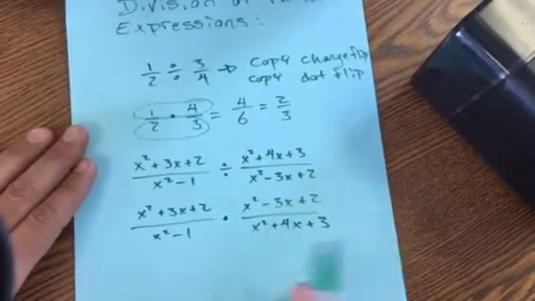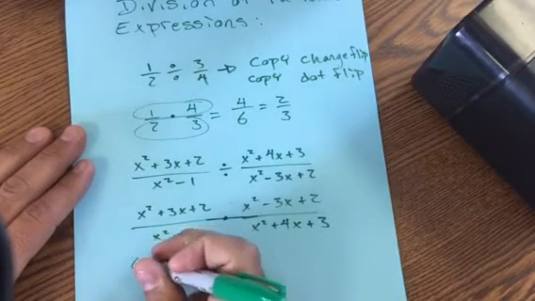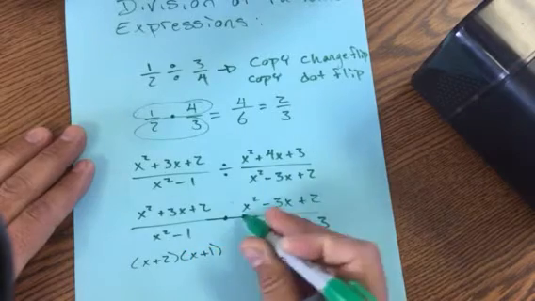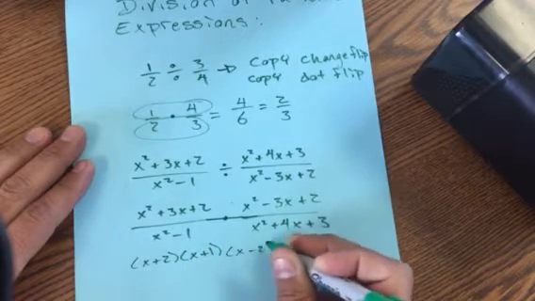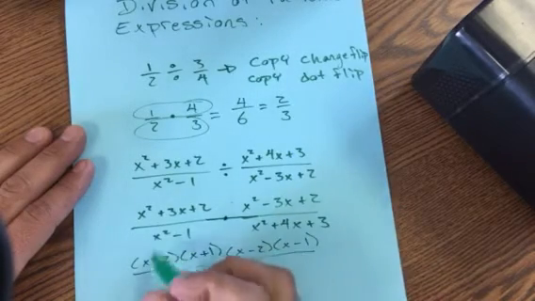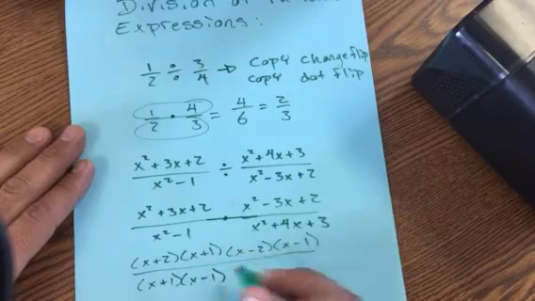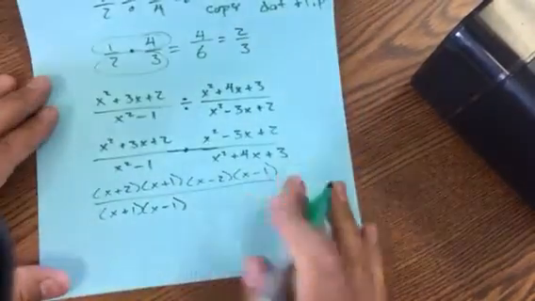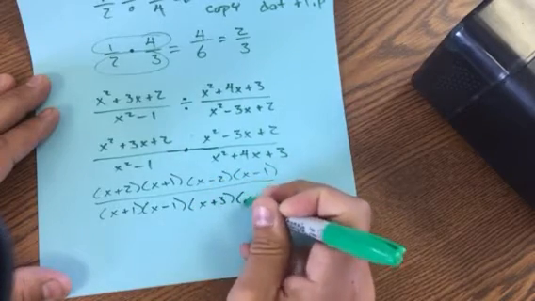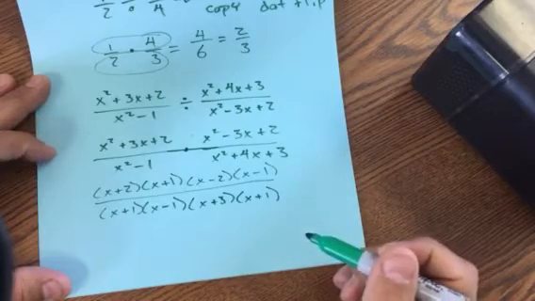Now remember, I told you guys when we did multiplication that this just becomes one fraction. I want to factor these out. So I get x plus 2, x plus 1. Right here I'm going to get x minus 2, x minus 1. Right here I'm going to get x plus 1, x minus 1. Of course, you can still use your calculators for these guys. Right here I'm going to get x plus 3, x plus 1.